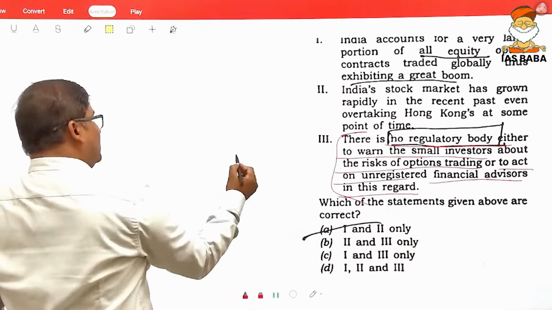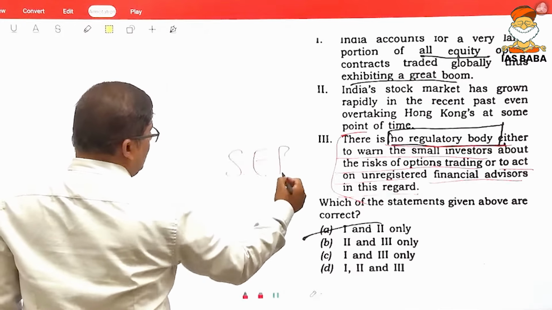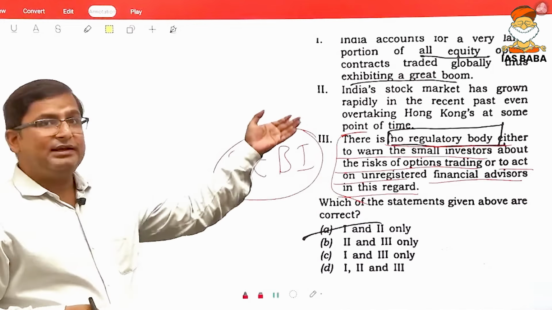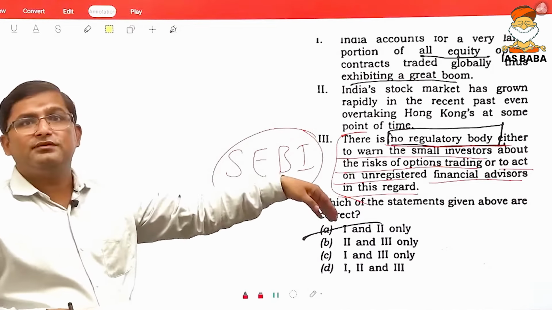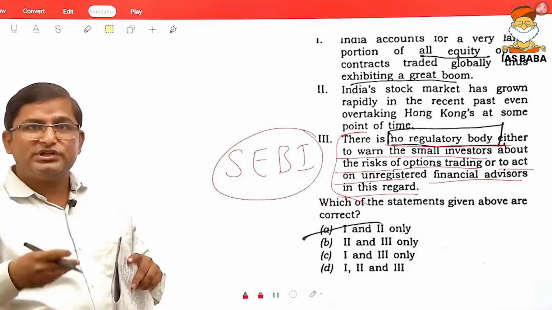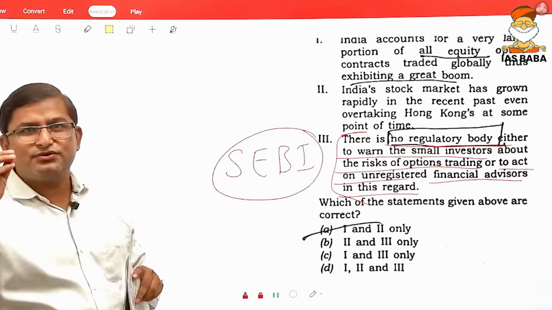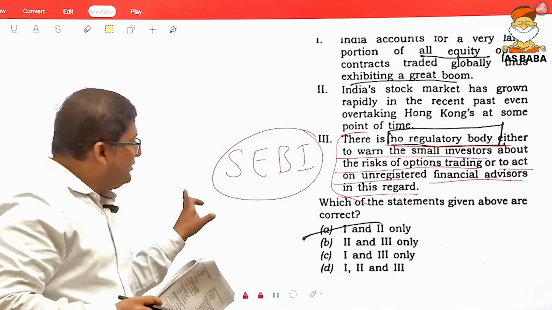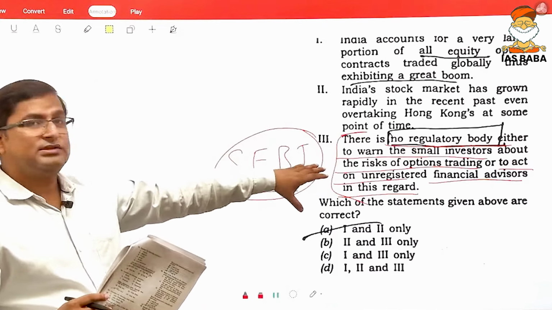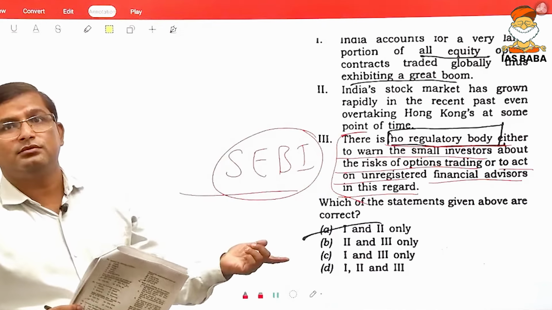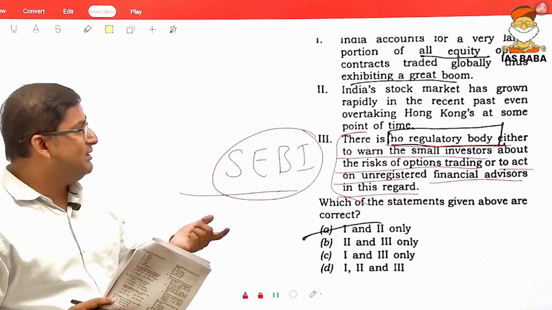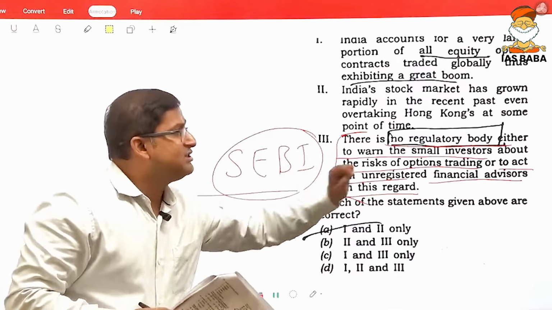See, all of you have read about the functions of SEBI. There is SEBI to regulate, to warn the small investors about future and option trading. Whenever you start future and option trading in any brokerage app, whether it is Groww, Angel One, or Zerodha, SEBI will give you a message that 90% of investors are in loss in FNO. Please be careful. So there is SEBI which warns the small investors about the risk of option trading or to act on unregistered financial advisors.